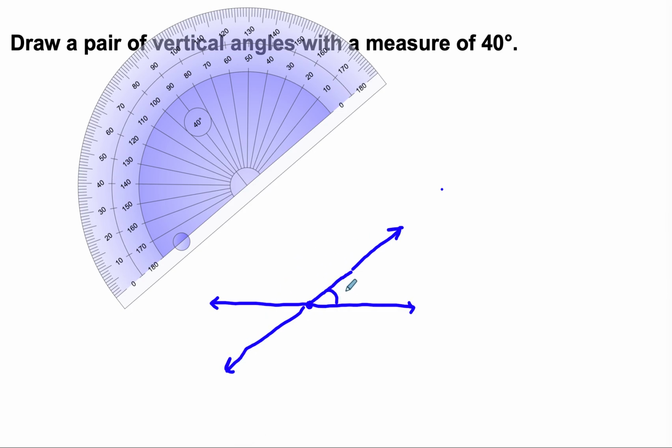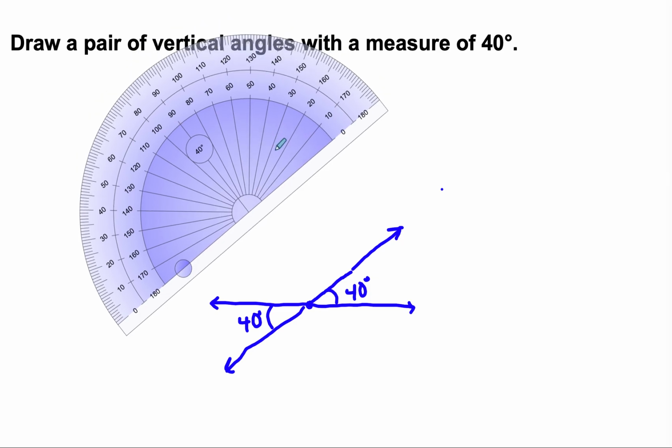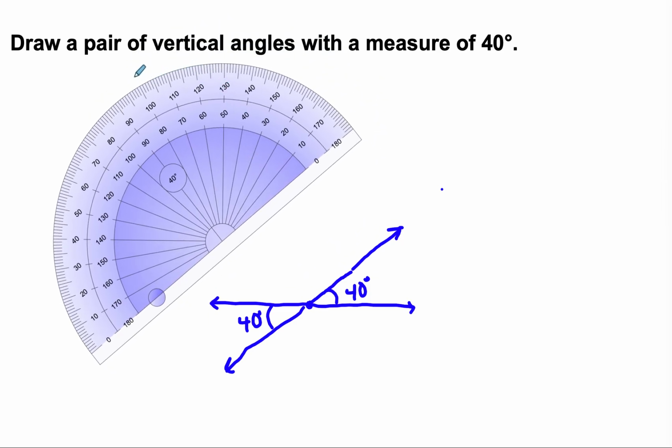The last thing we're going to do is label our two angles that are 40 degrees. Vertical angles are across from each other. In this chapter, when we do constructions, we do whatever the directions say to do. So here it said a pair, 2 vertical angles. We have to label both of them.